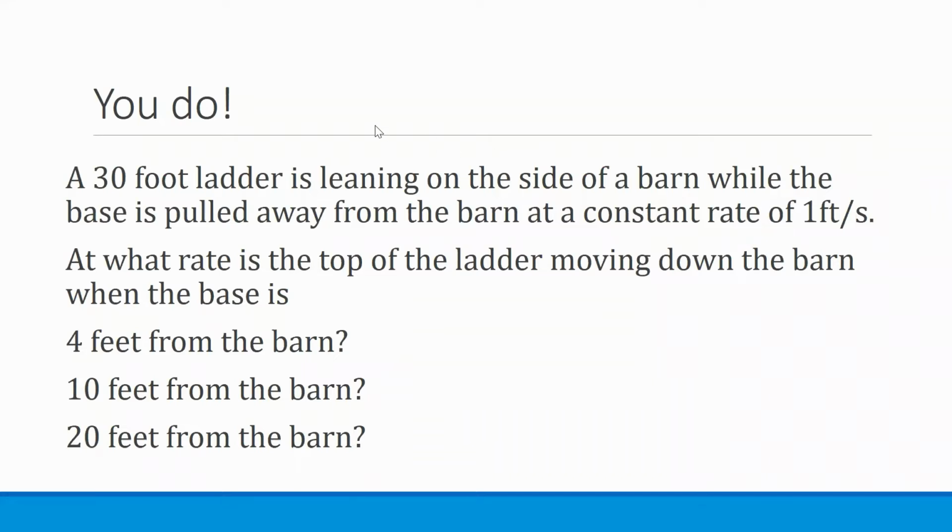We're trying to do this problem that says a 30-foot ladder is leaning on the side of a barn while the base is pulled away from the barn at a constant rate of 1 foot per second. At what rate is the top of the ladder moving down the barn? And this is going to depend on how far the base is away from the barn. We're going to figure the rate when the base is 4 feet from the barn, when the base is 10 feet from the barn, and the base is 20 feet from the barn.